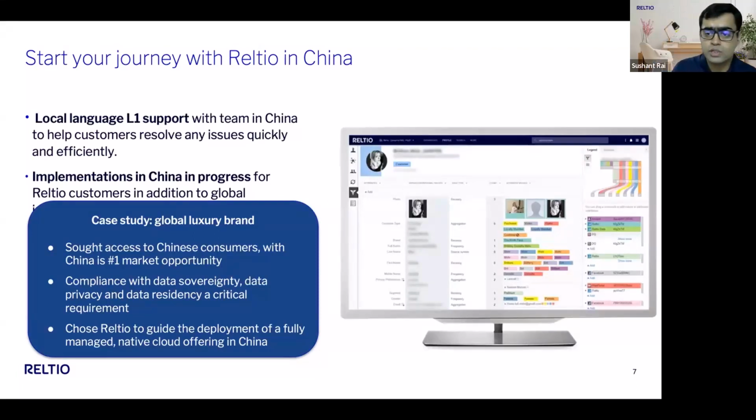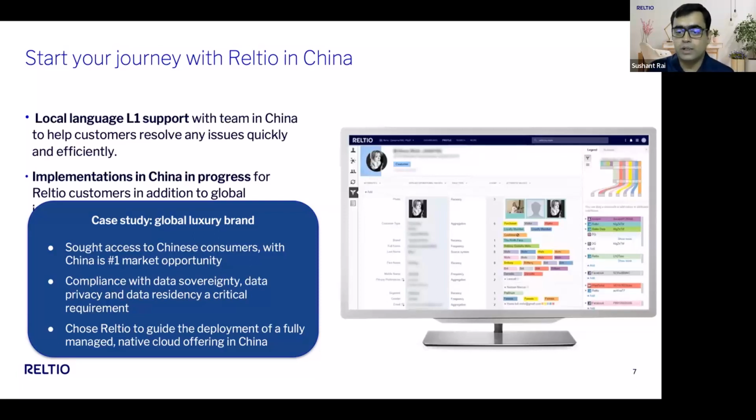Our global customers have already started implementing local instances in China to extend their reach, right? I'd like to share with you a case study already, right? One of our customers, who is a global luxury brand, has a huge customer base in China and would like to get a unified 360-degree view of those consumers.